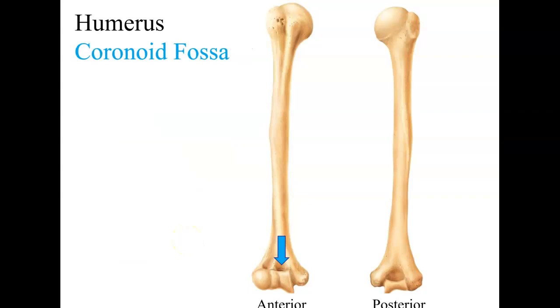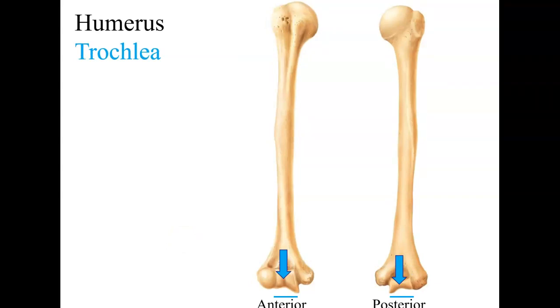Next, we have the coronoid fossa. This is a depression that will articulate with the coronoid process of the ulna. On the back surface, the posterior surface, we have the olecranon fossa, and this will articulate with a part of the ulna called the olecranon process.